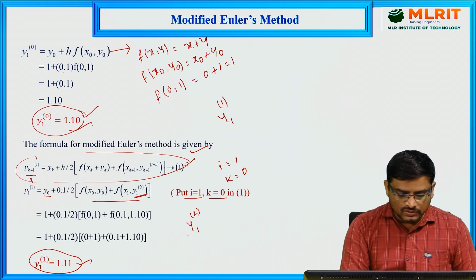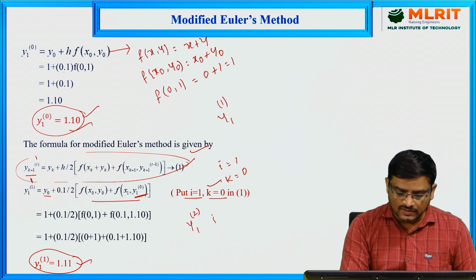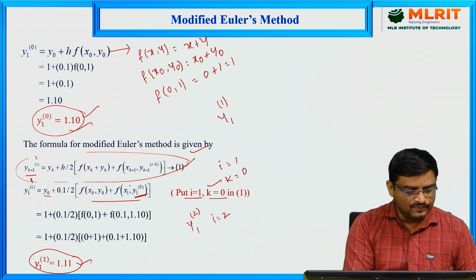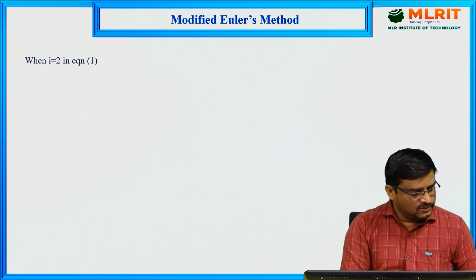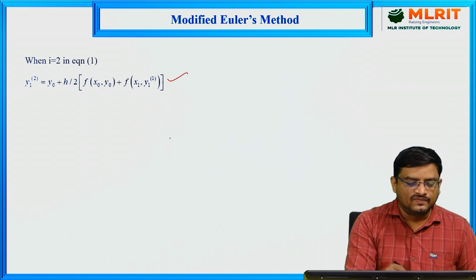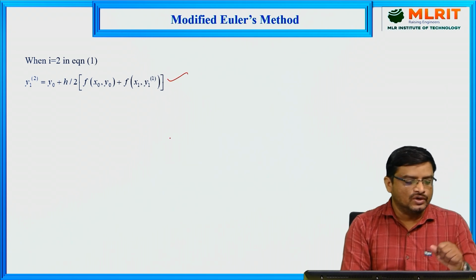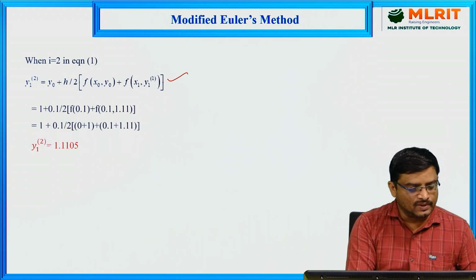So in order to get the second approximation of y1, keep k equal to 0 and substitute i equal to 2 here. Then we can get our standard formula to find out the second approximation. So this is the formula after replacing k equal to 0 and i equal to 2 in equation 1. Now substitute these values one by one here.